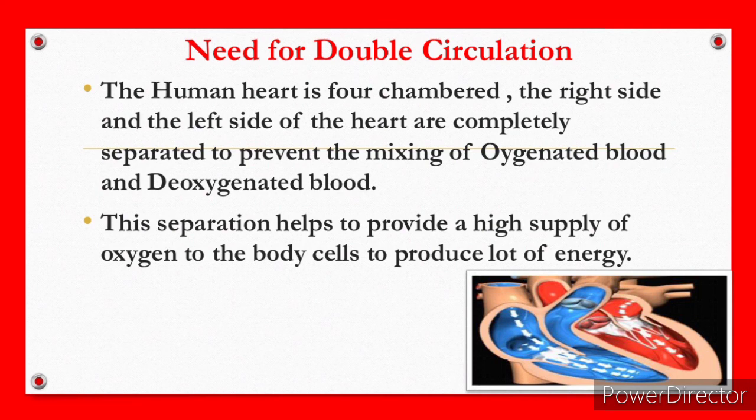So our blood will be purified blood to provide a lot of energy, and the deoxygenated blood, which is mixed up with the CO2, has to go to the lungs for purification, and that is going on another way. So we require a complete separation of oxygenated and deoxygenated blood, and that is done by the double circulation.